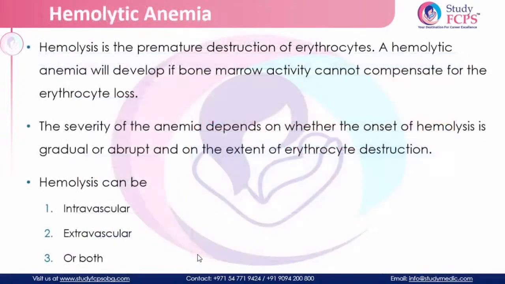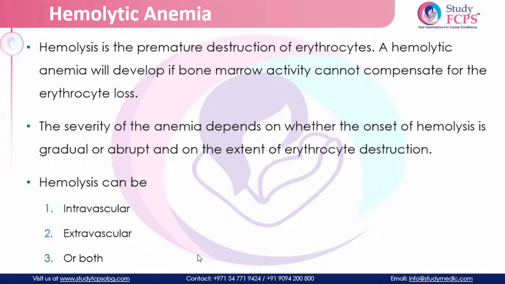So let's come to hemolytic anemia. What is hemolytic anemia? Hemolysis is the premature destruction of erythrocytes. A hemolytic anemia will develop if bone marrow activity cannot compensate for erythrocyte loss. So basically, there is loss of RBCs from the body due to any reason and the bone marrow is not able to compensate for that loss. The severity of anemia depends upon whether the onset of hemolysis is gradual, so that it will be less severe, because the bone marrow will compensate. But if it is abrupt, then the bone marrow will not be able to compensate for the hemolysis and there will be more severe hemolytic anemia.